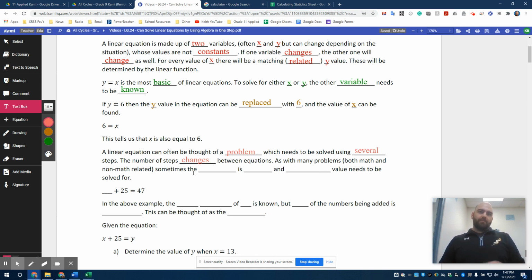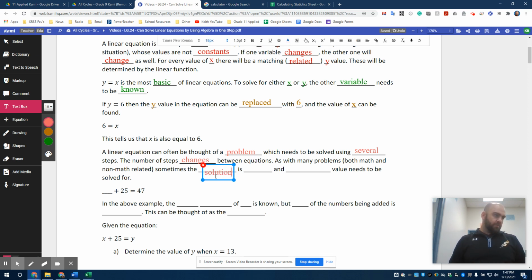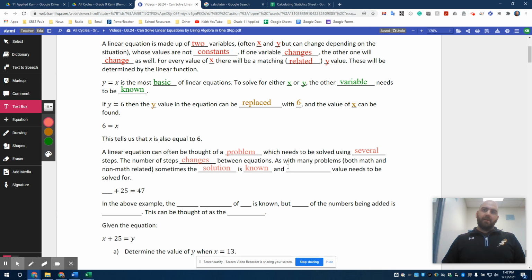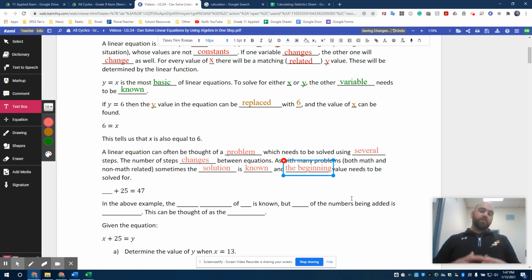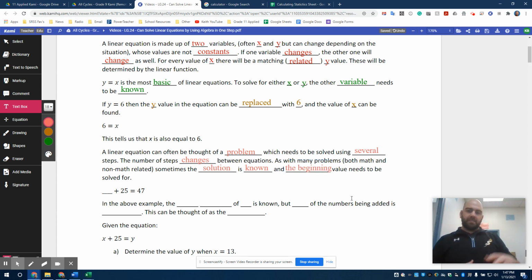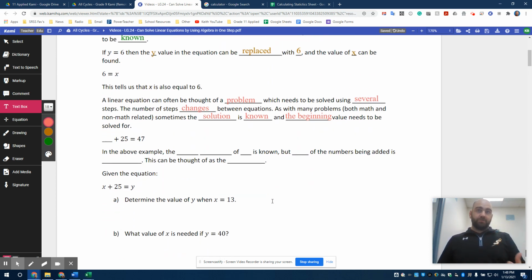As with many problems, both math and non-math related, sometimes the solution is known and the beginning value needs to be solved for. So sometimes we already know the solution and we want to find the beginning value. Then we would have to work through our steps backwards, and we're going to be doing a lot of that today. The solution is already known, but we want to find everything else.